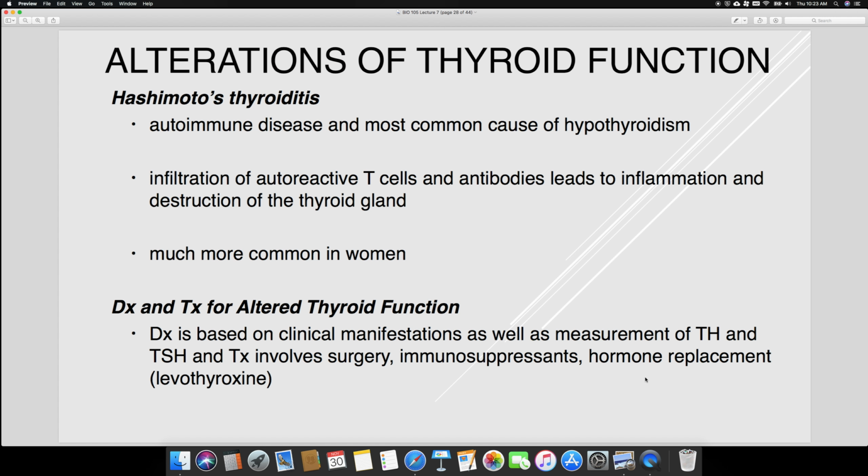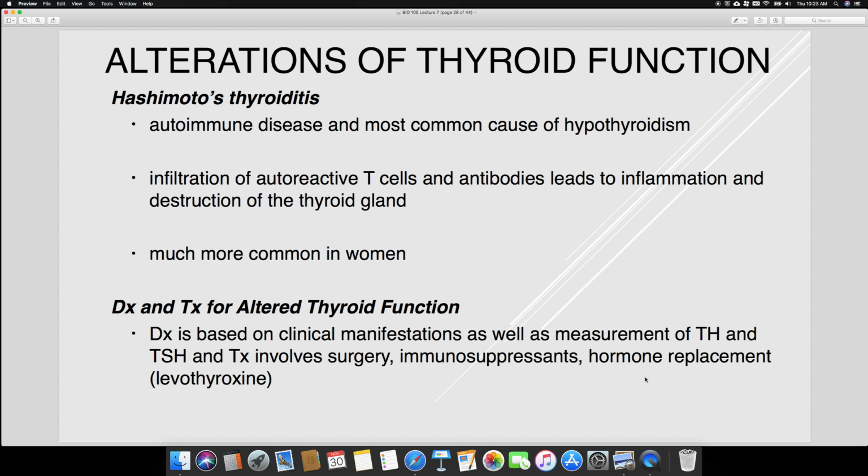So Hashimoto's thyroiditis, this is basically autoimmune hypothyroidism. So if Graves' disease is autoimmune hyperthyroidism, this is autoimmune hypothyroidism. And this is the most common cause of hypothyroidism. So basically, you will have autoantibodies and autoreactive T cells that infiltrate into the thyroid gland, causing vast inflammation and eventual destruction of the thyroid gland. And again, much more common in women.